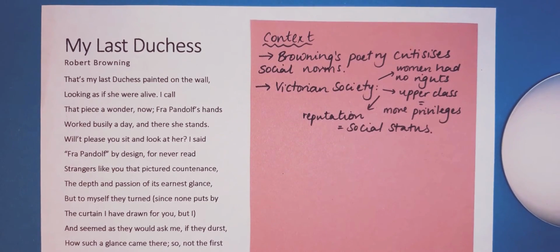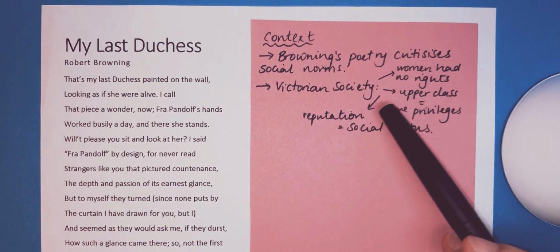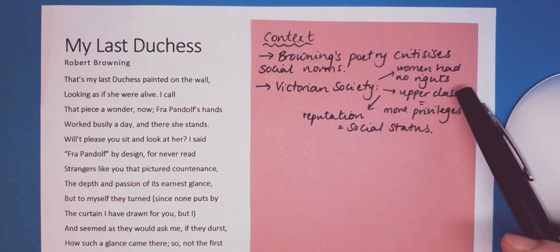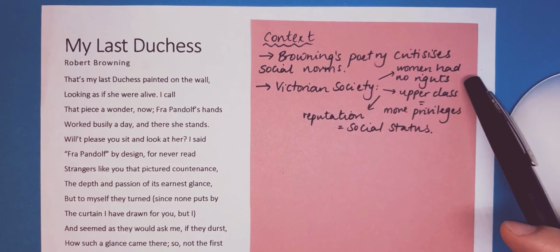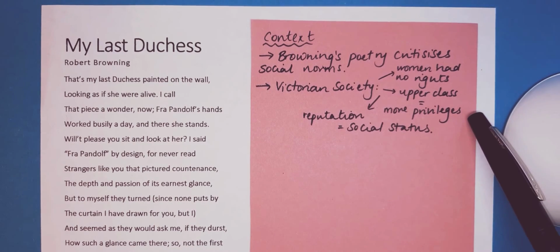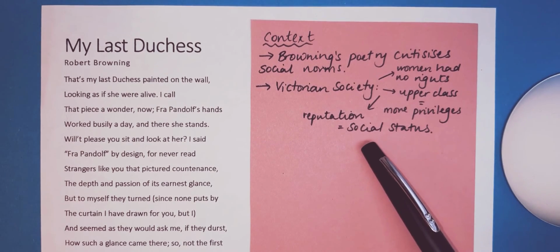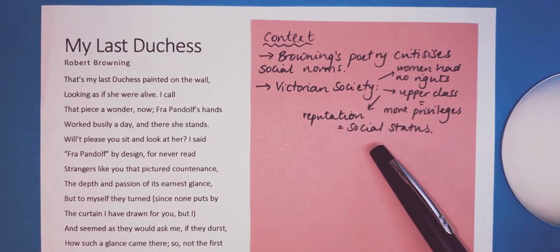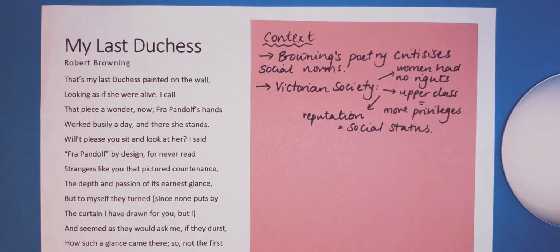So I've also added here just an extra contextual point that is quite important. It's more important than any of the three that I just said. This poem is linked to the Victorian society, and there's three parts that we can split this into. First of all, we need to know that in the Victorian society, women had no rights, the upper class had more privileges, and your reputation was equivalent to your social status. So if your reputation went down, your social status went down. And that's one of the key things that is in this poem and what Browning is suggesting through his words.